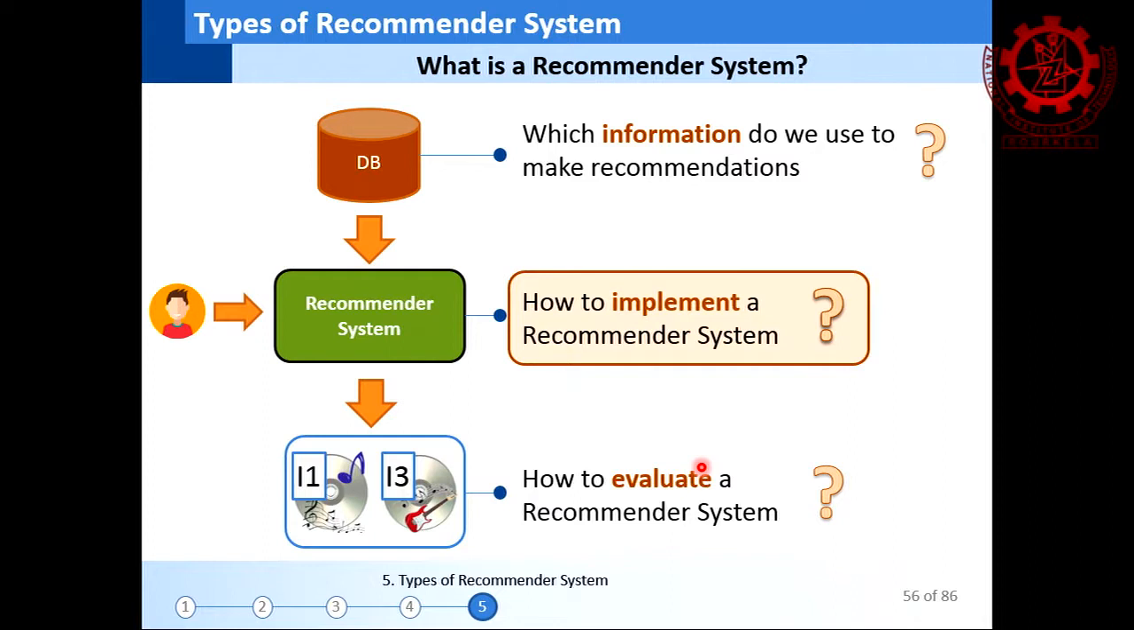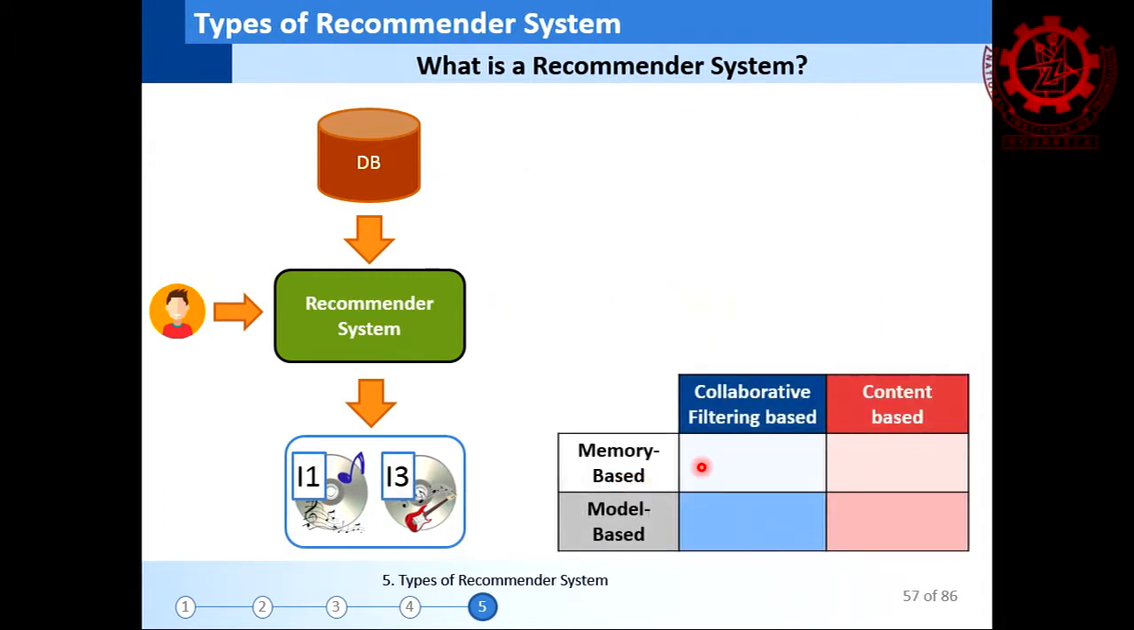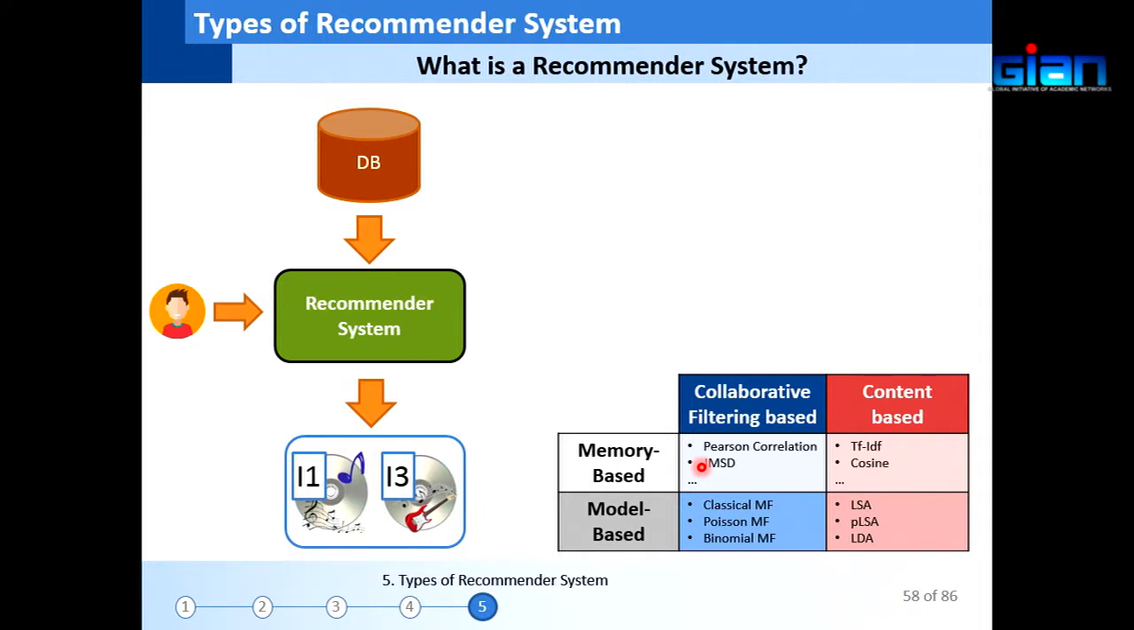So we have the information that the database uses. We know how to evaluate the recommender system, and we know now how to implement a recommender system, more or less. So the first question we should ask now is that we have these 4 kinds of recommender system depending on the input we have and depending on the matching process. And indeed, almost all techniques can be classified according to these 4 cells.